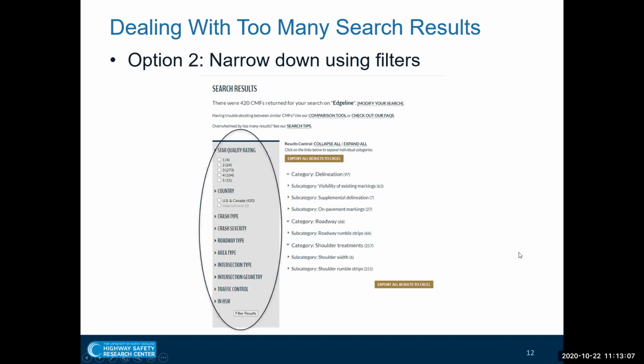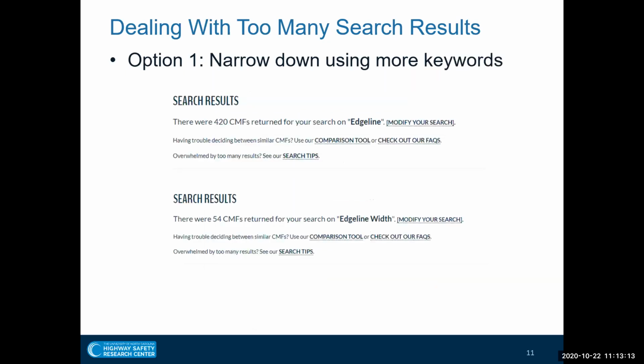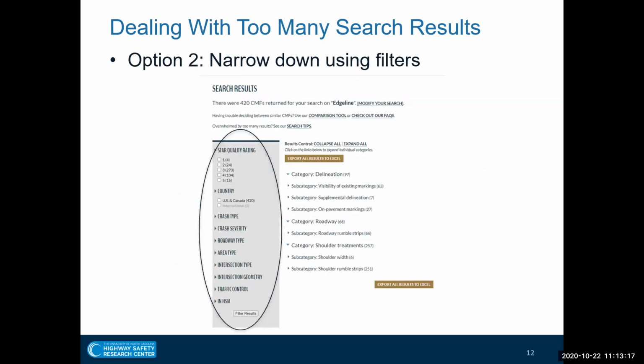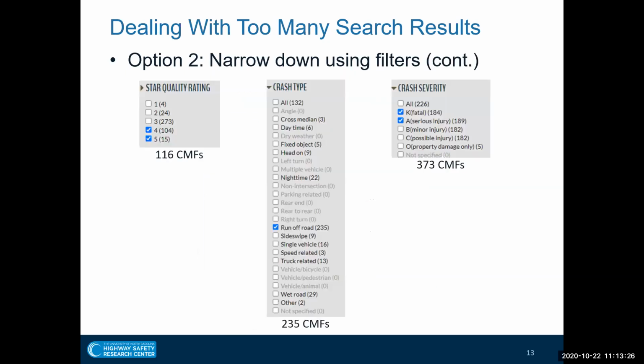And option two, if you're dealing with too many search results, the second option you have is to narrow it down using search filters. So in this first example, where we search for edge line and we have 420 CMFs returned, if you go to the search results page, you can see that we have filters provided on the left side of the search screen. In this next page, I'll show you some examples.